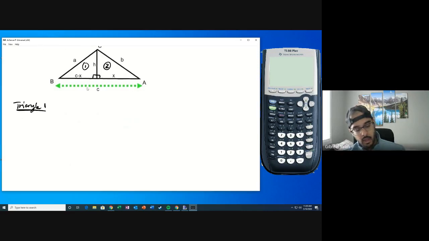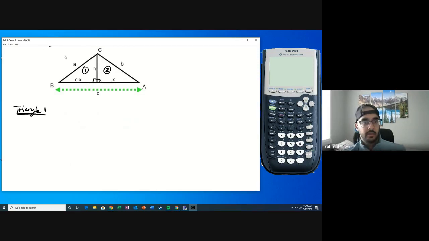Okay, so we're going to do something with the Pythagorean theorem first in this first triangle. We're going to write it in terms of the hypotenuse. So A squared is going to equal (C minus x) squared, that binomial squared, plus h squared. Okay, so the square of the two sides have to equal the square of your hypotenuse. That's the Pythagorean theorem. Okay, now we're going to jump to triangle 2, and we're going to do something over there as well.